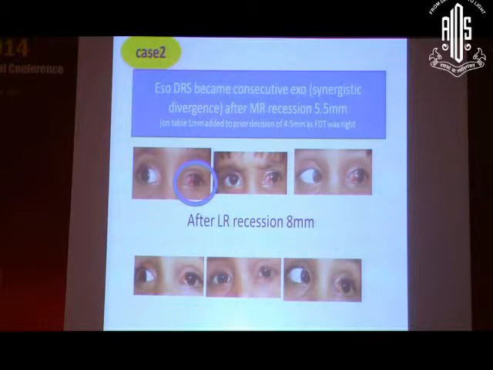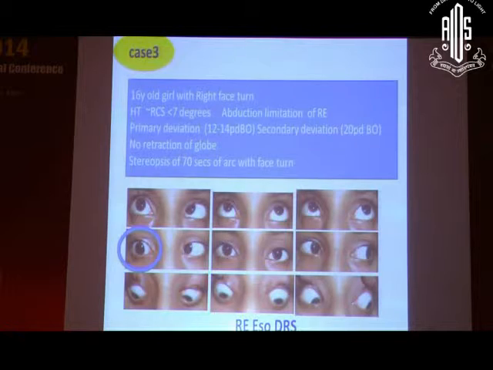Now you can see that in dextroversion, left eye is showing abduction. So he landed up with synergistic divergence. Then we had to do an LR recession of left eye 8 mm, and thereby the thing was corrected. This is the third patient.